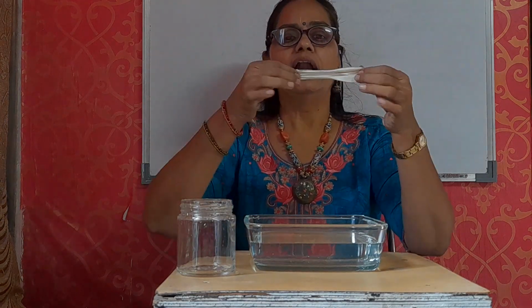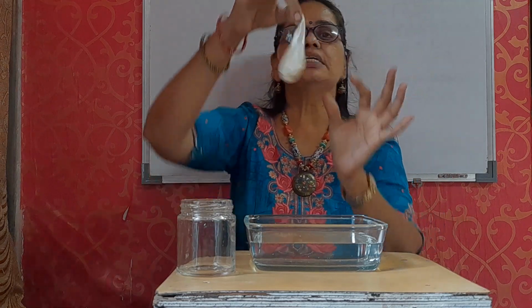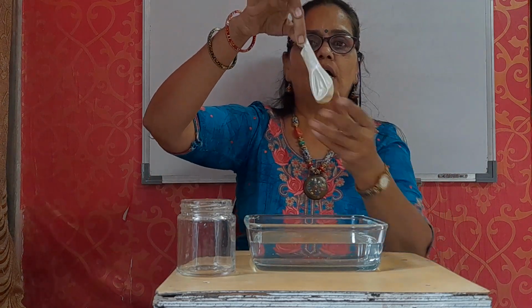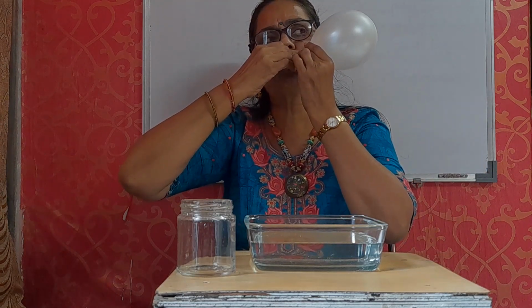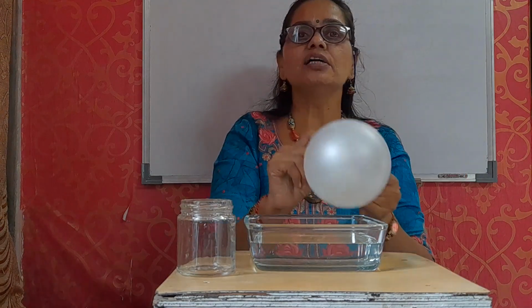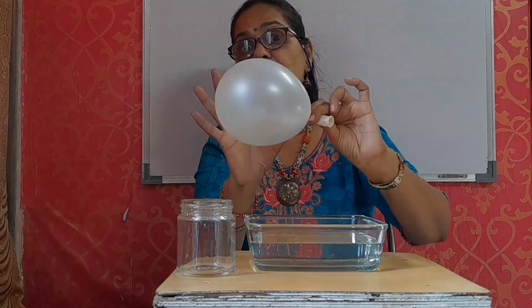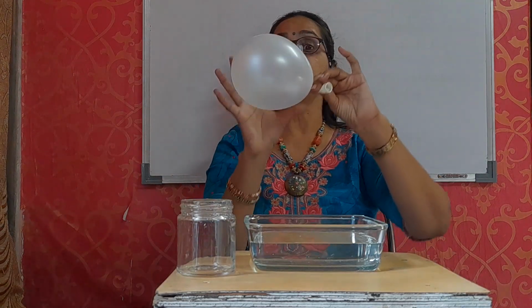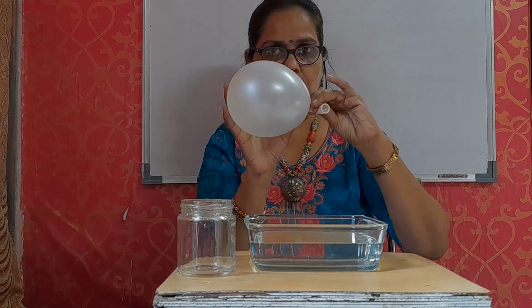This is a balloon. Now I will blow it. Before blowing it, see the size of the balloon. And now after blowing it, right? So first the size was this much. After blowing it, the size has become bigger. That means it shows that air occupies space, right?